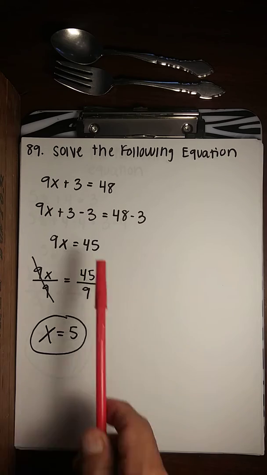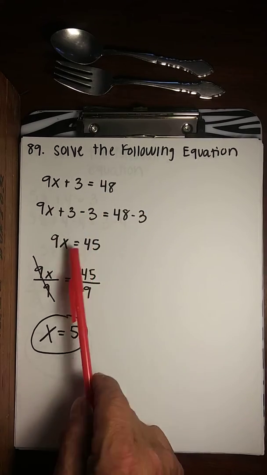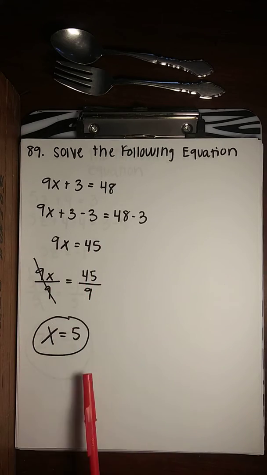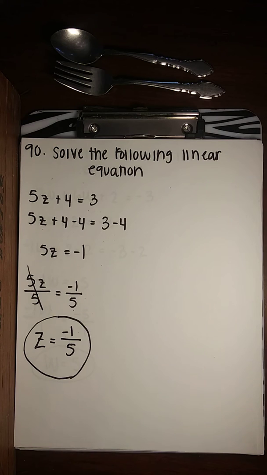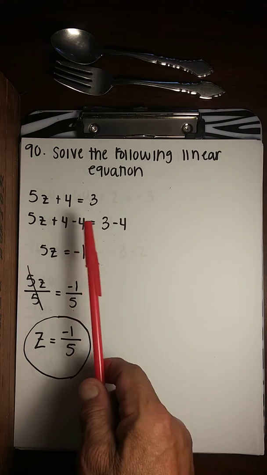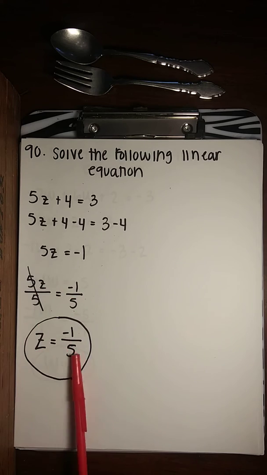So now this one. Solve the following equation. 9x plus 3 equals that. So minus 3, these are gone. 9x is 45, divide by 9. So x must be 5. 5z plus 4 equals that, minus 4, 5z equals negative 1, divide by 5, so z equals negative 1 over 5.